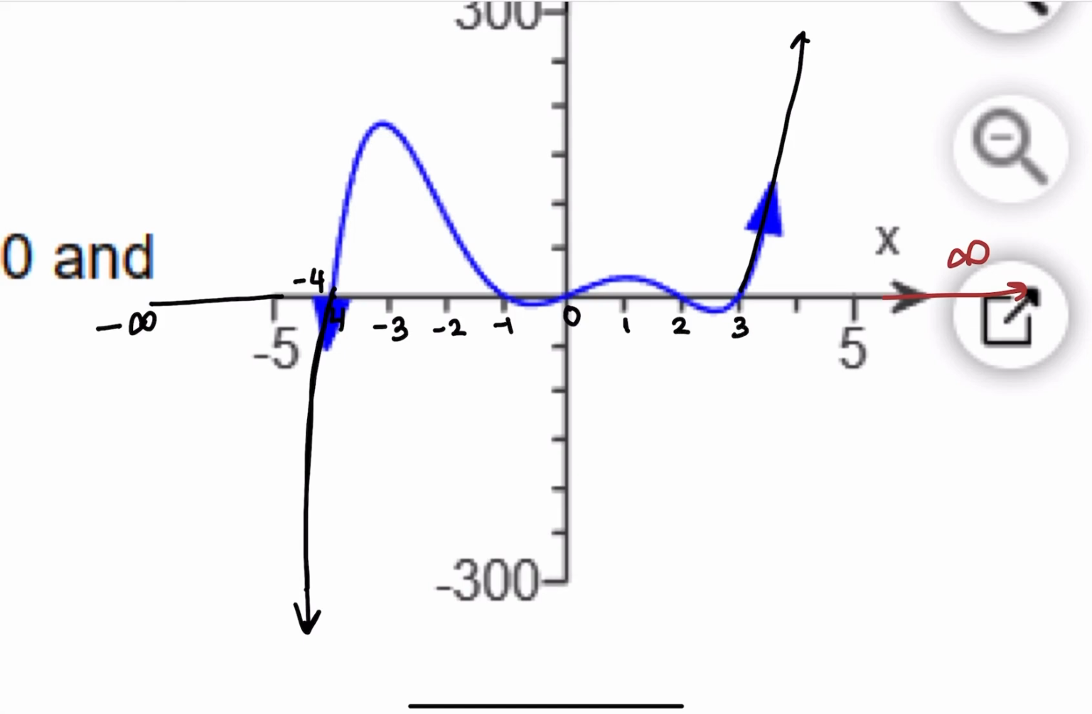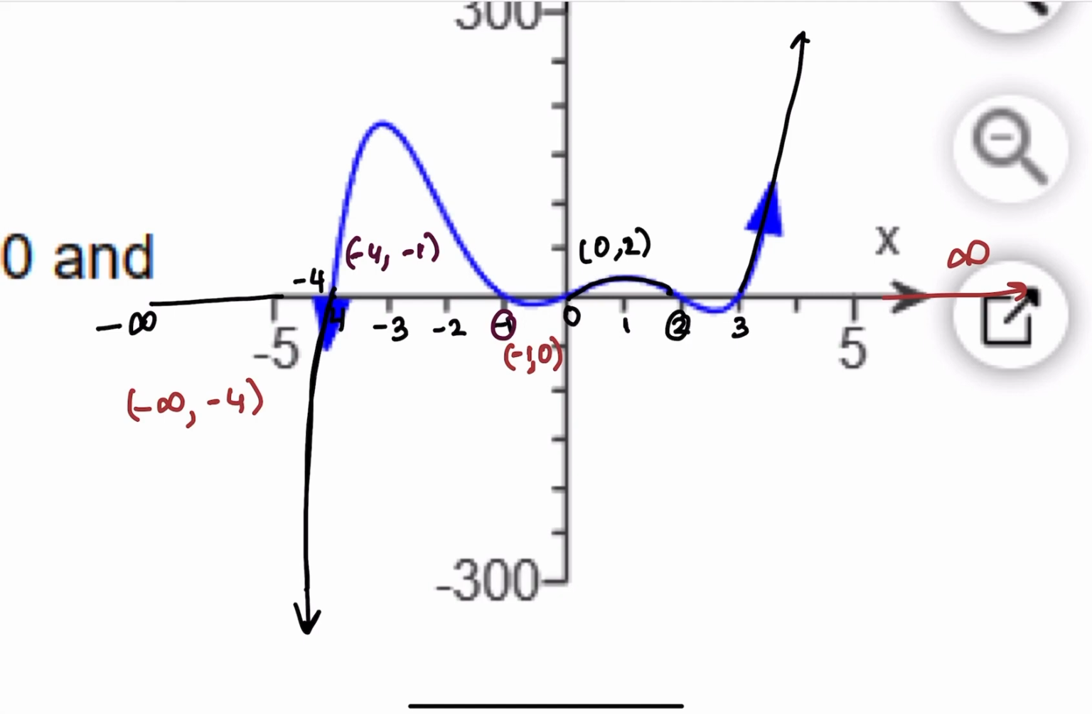Okay, very good. I'm going to use a different color. So this is negative from negative infinity to -4. And this is positive from -4 to -1 up to here. And this is negative from -1 to 0. Can I squeeze that in here? And this is positive, as you can see, from 0 to 2 up to here.